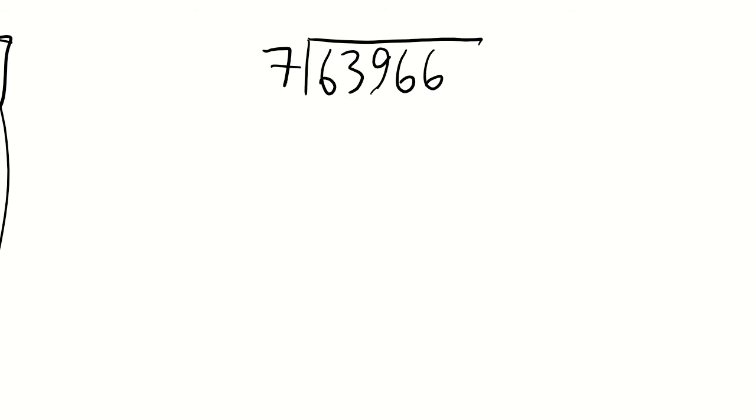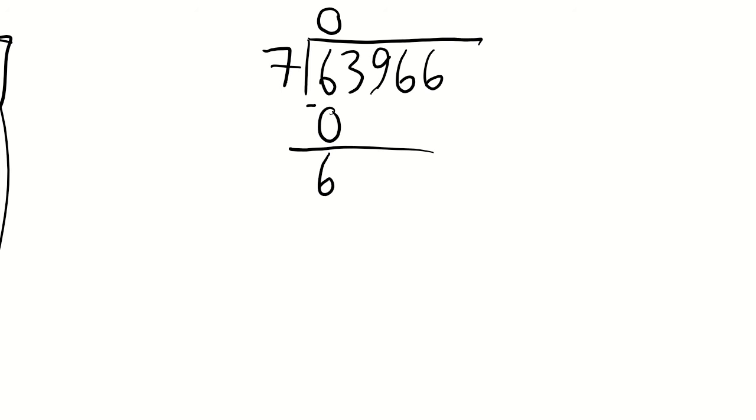Alright, seems fair. So, what number times 7 gets you 6? Exactly, nothing. So now we have to think, well, what number times 7 gives us something that is less than 6? 0. 0 times 7 gives you 0, which is less than 6.